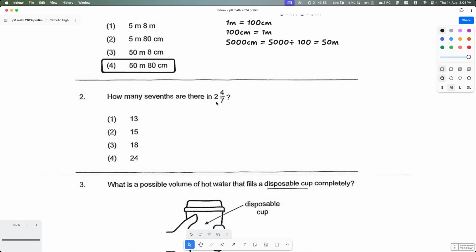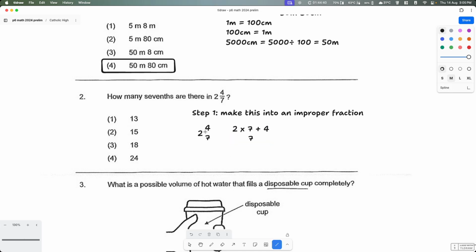How many sevens are there in 2 and 4 out of 7? Sevens is basically 1 out of 7. So I think the best way is to make this into an improper fraction. Step 1, make this into an improper fraction. So 2 and 4 out of 7. To make this into an improper fraction, you basically need to say 2 times 7 plus 4 out of 7.